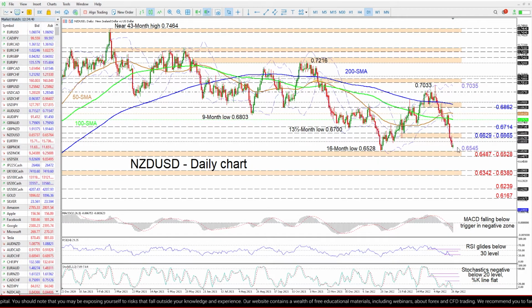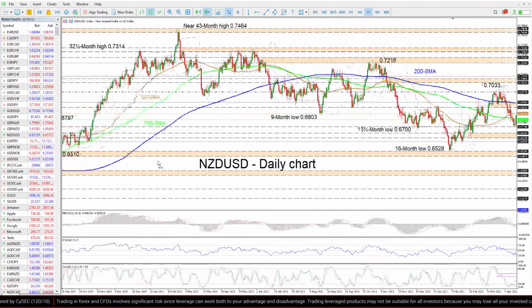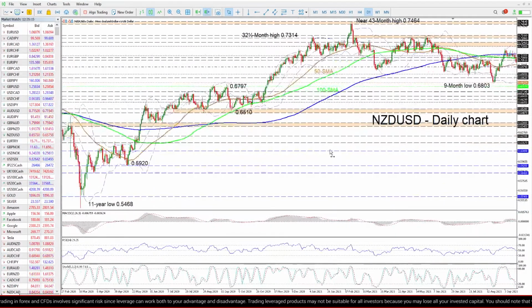Now, in the negative scenario, downside limitations could commence from the lower Bollinger Band at 0.6545 prior to the 0.6487 to 0.6528 tough boundary, as we mentioned before. Downside risks are likely to increase in the event that sellers defeat this crucial base, which may then result in the bears aiming for the 0.6342 to 0.6380 support barricade that stretches back to early March 2020, as we can see over here.